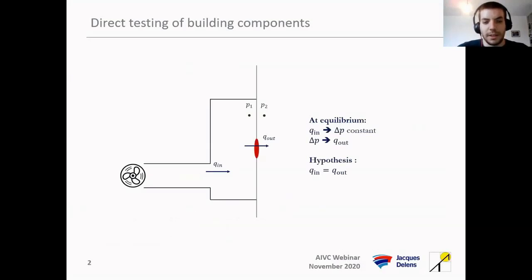It's the same as the fan pressurization test, in fact, except that we isolate the component of interest from the rest of the building. So here you have the pressure chamber that isolates the component from the rest of the building. I use a fan to pressurize or depressurize the box, and this pressurization increases the pressure difference between both sides of the component, and then the air flows out through the component, and we make the hypothesis under certain conditions that the airflow going in is the same as the airflow going out.